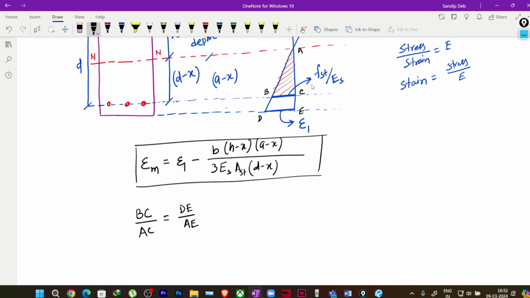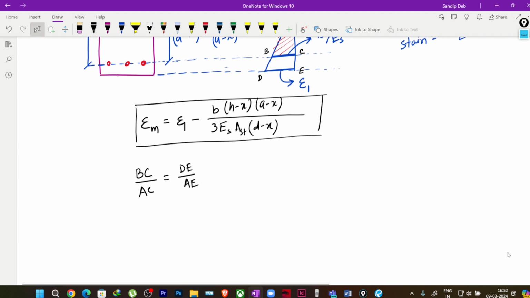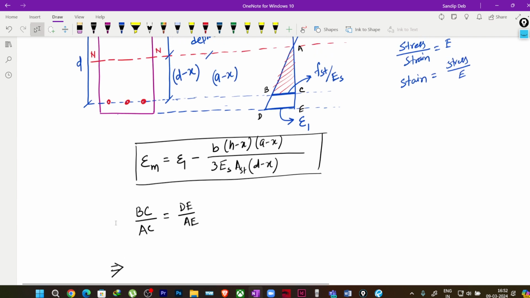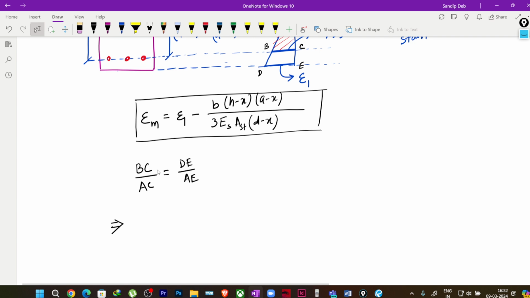From these two we can write. So what are the values of this? If you just write it here, BC is nothing but FST by ES. I'll just write it here.